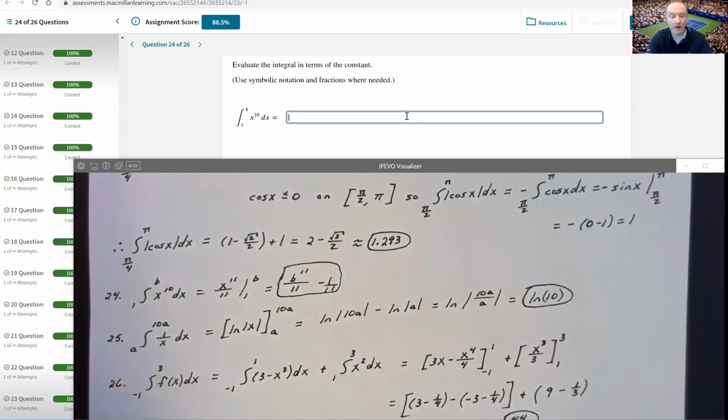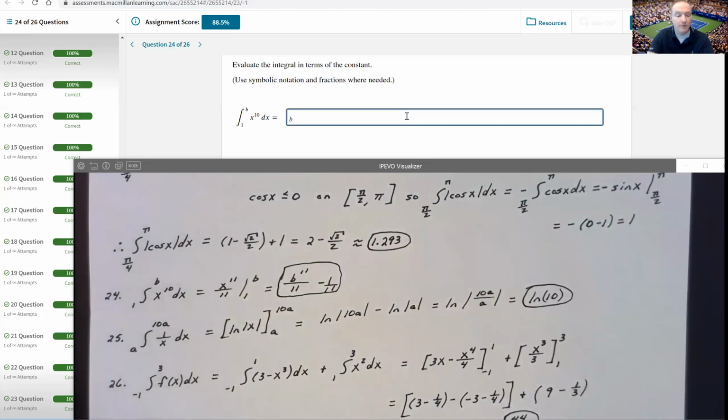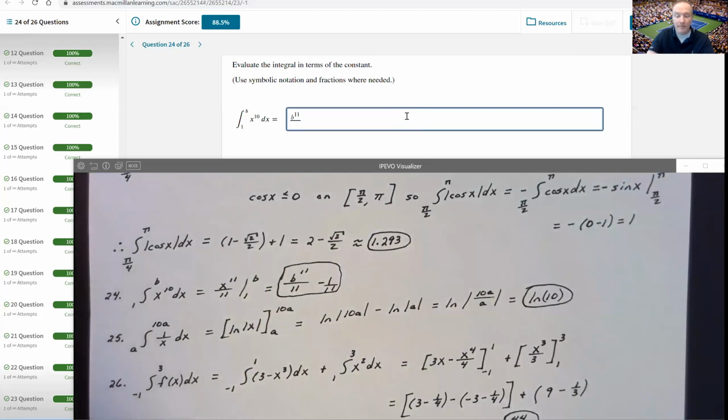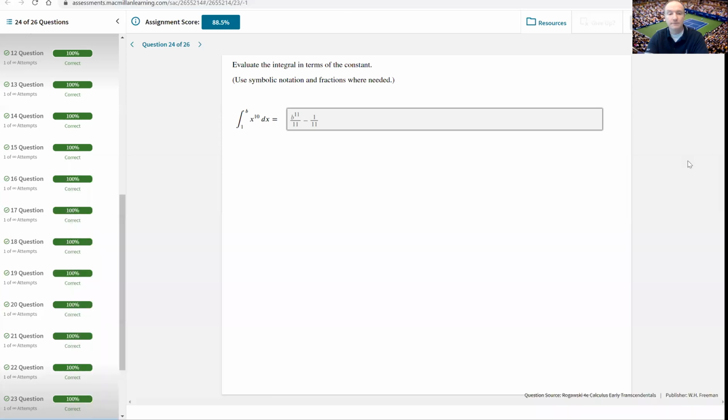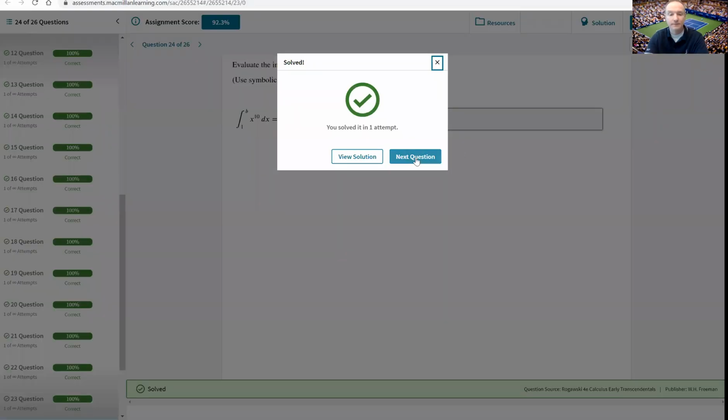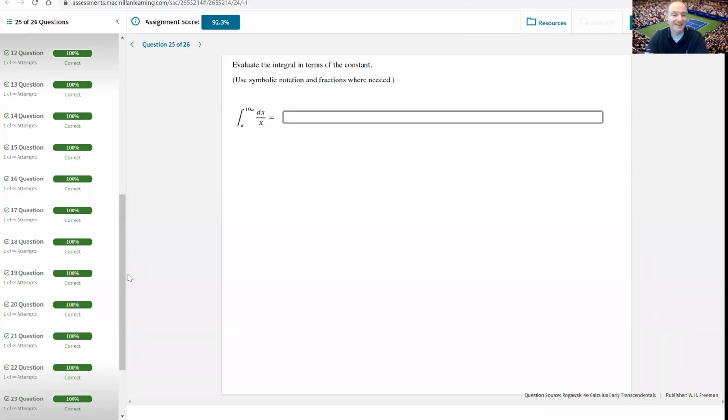I'll go into my problem and enter that in. B raised to the 11th power, and I am dividing that by 11. And then I have minus 1 over 11. Should be the correct final answer. We'll check that. Ooh, it's taking a second. It's thinking about it. There we go. I was worried there for a second.